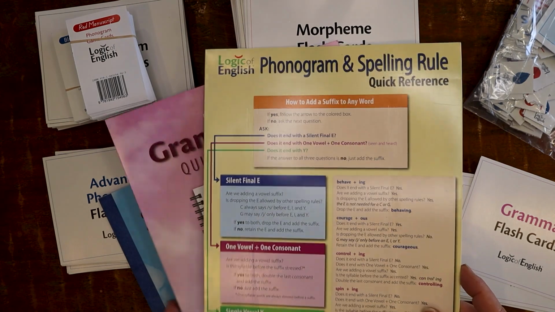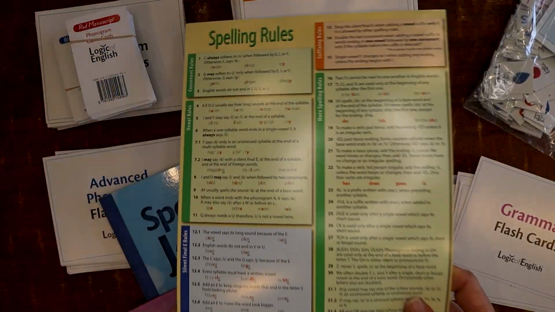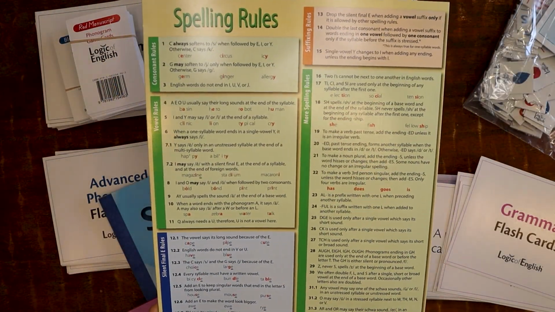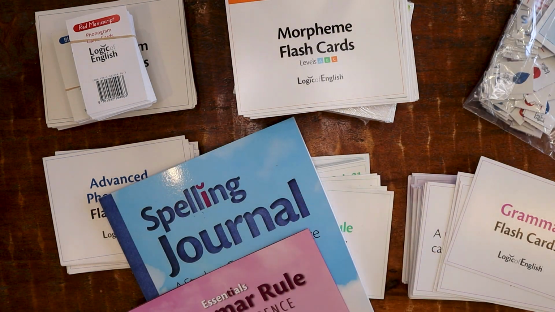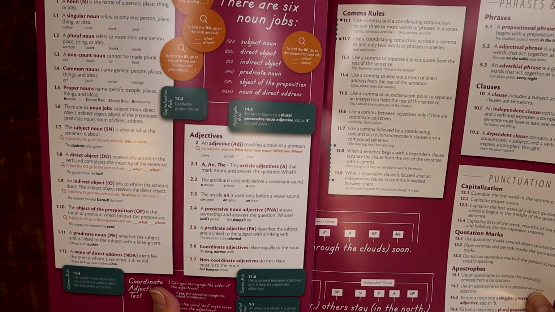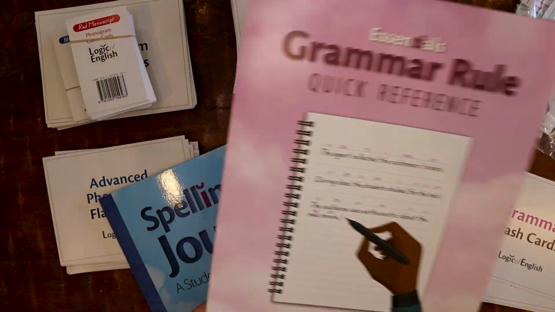But then you also have a quick reference for all the different phonograms, as well as all the different spelling rules. So here's the spelling rules. So if like a word is spelled a certain way and you're not quite sure what the rule is, you can pull out this without having to dig through all the cards. And same for your grammar rules, it'll help you pull this out, or your kids pull it out if they need it.